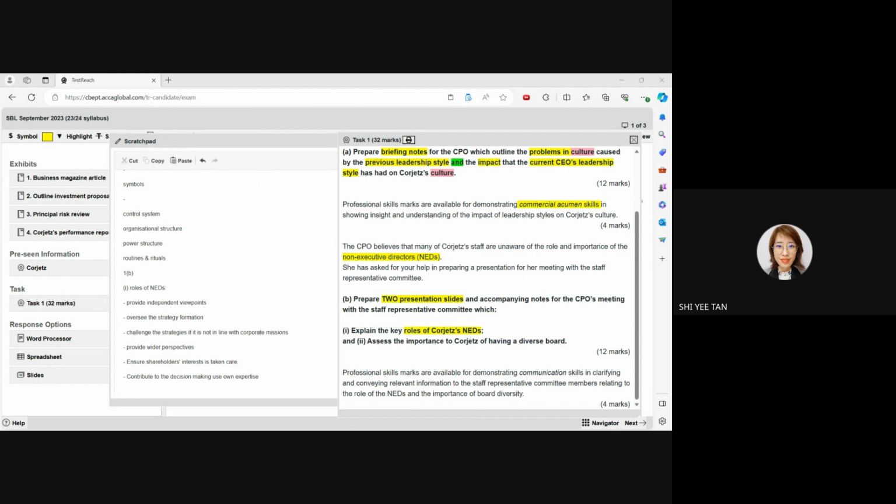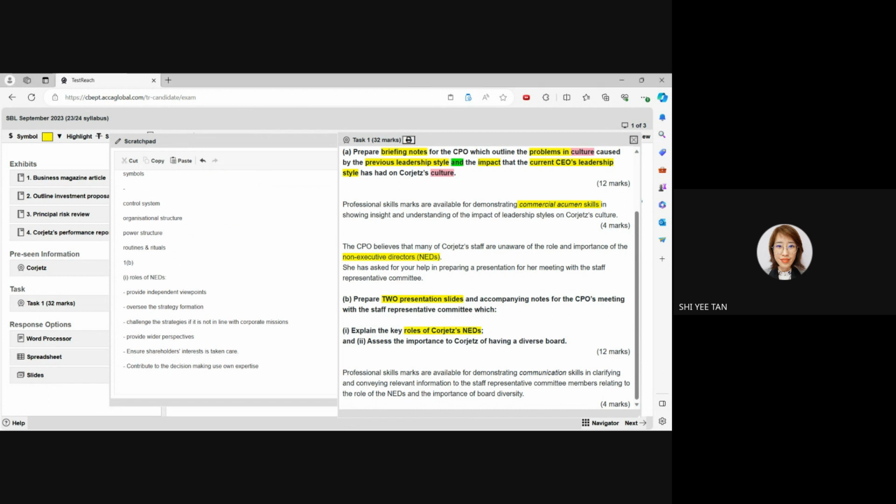Okay. Right now. This is the role of NED. And we are not talking about the criteria to become NED. You have to take note. We are not talking about criteria to become NED. We are talking about as an NED, what you are supposed to do. Okay?